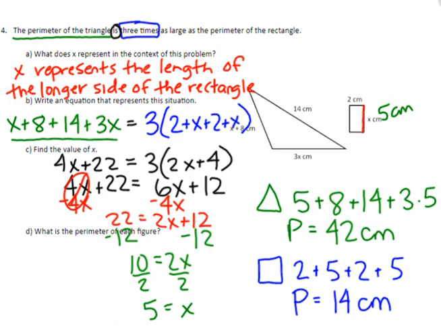Okay, we're going to do one quick check. The perimeter of the triangle is supposed to be 3 times as large as the perimeter of the rectangle. So if I do 14 times 3, it should equal 42, and it actually does, so I can be pretty confident that I did everything correctly.